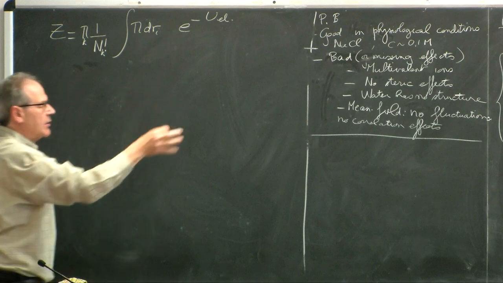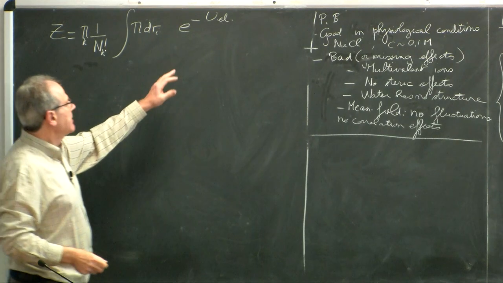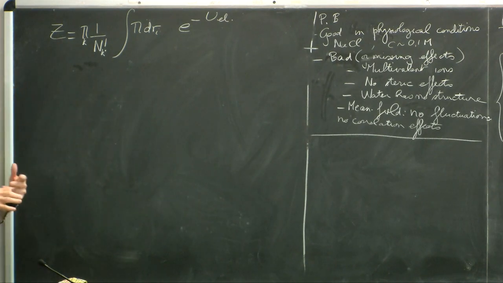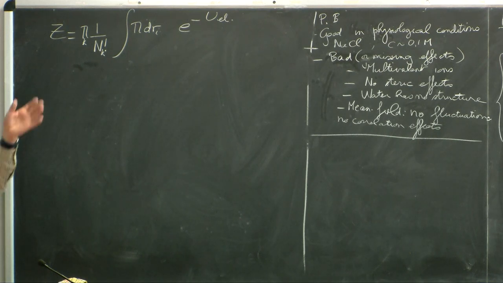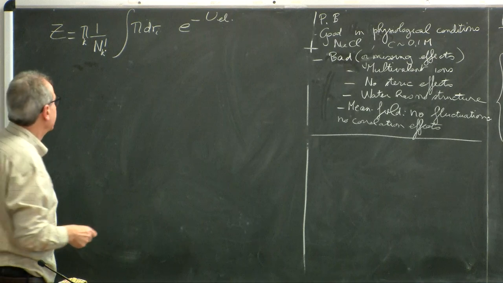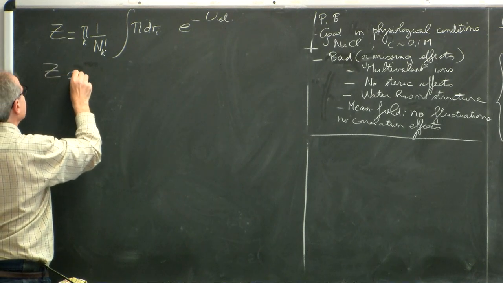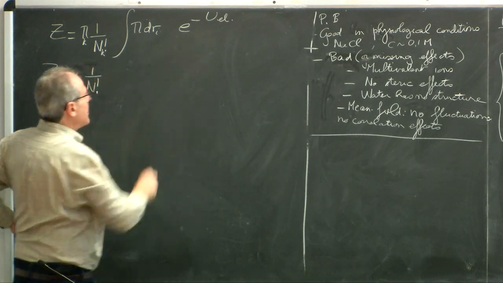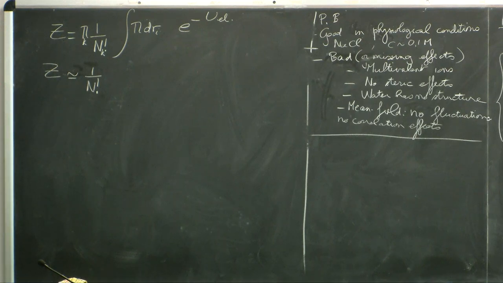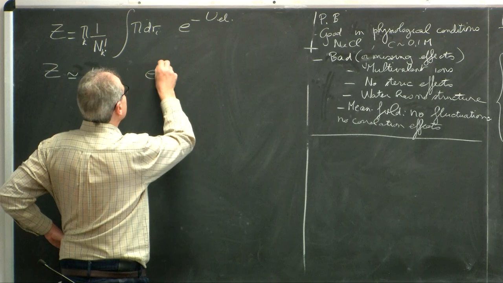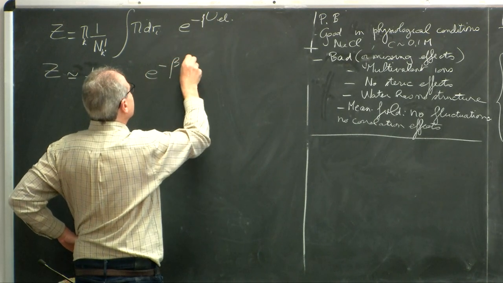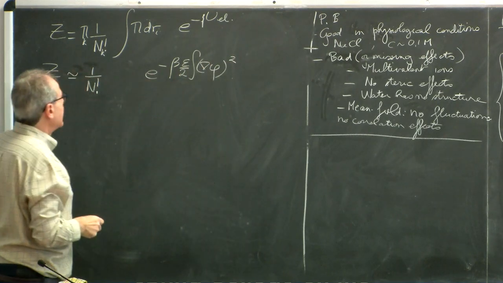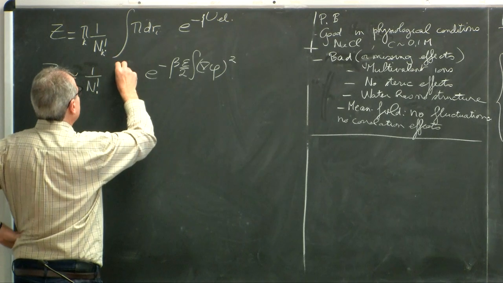And this is a product over all charges present in the system, and this is the electrostatic interaction energy of the system. So let me assume that there is only one kind of charge to simplify, and then it's additive, so we'll just add. So Z is essentially 1 over factorial n, then e to the minus beta U, sorry, beta epsilon over 2 integral gradient phi square. And this factor is V to the n.